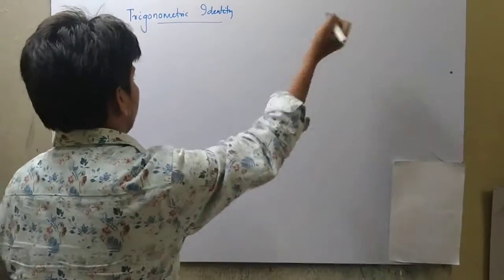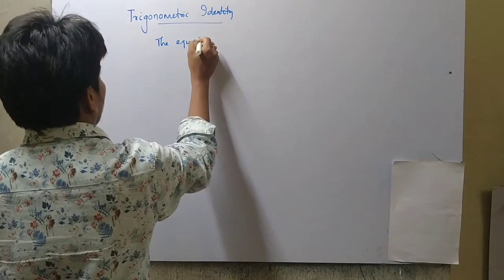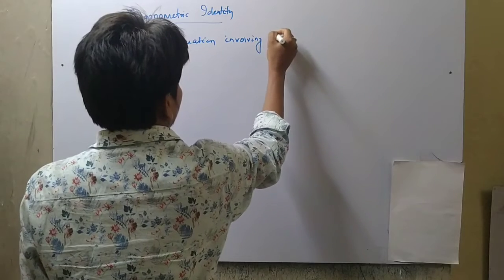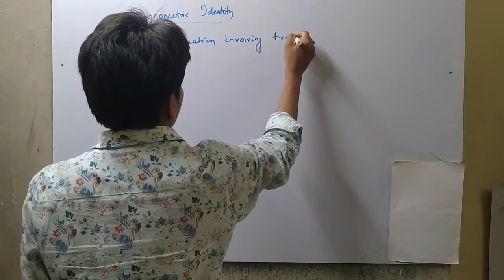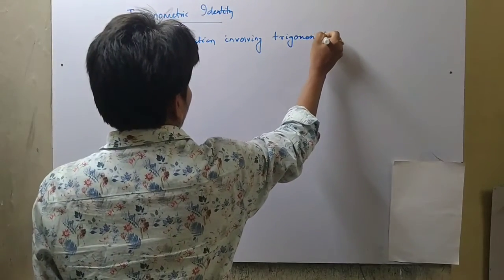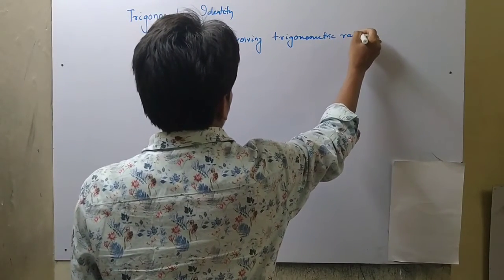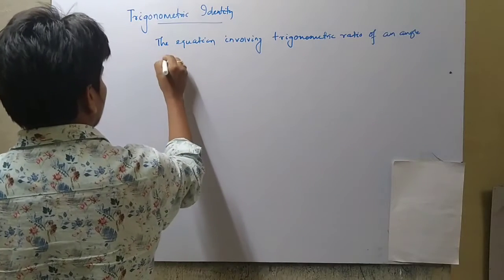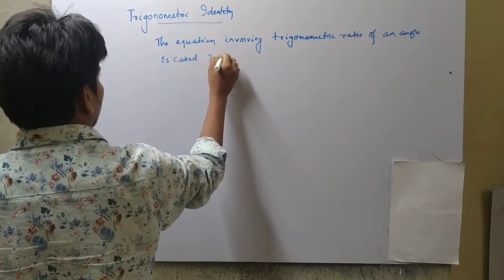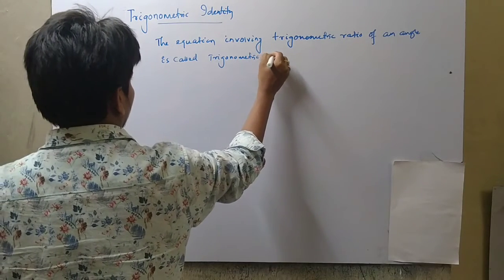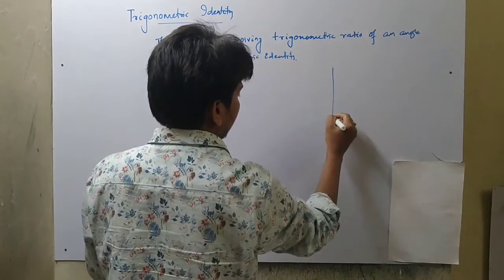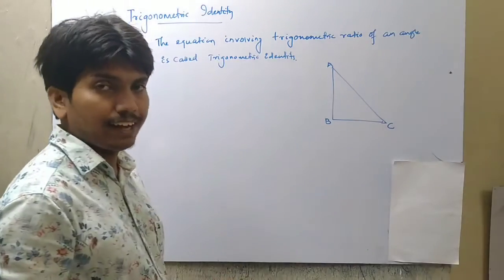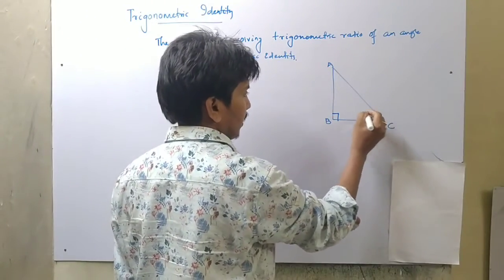Look, this is a right angle triangle, and this is 90 degree. This is the required angle theta.